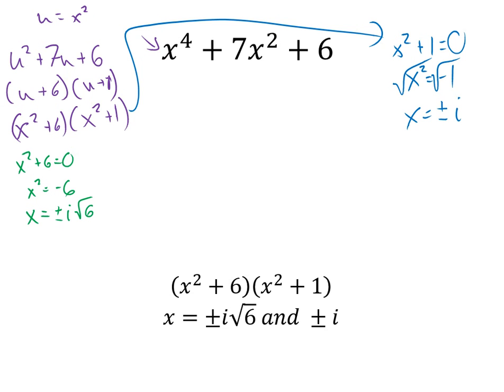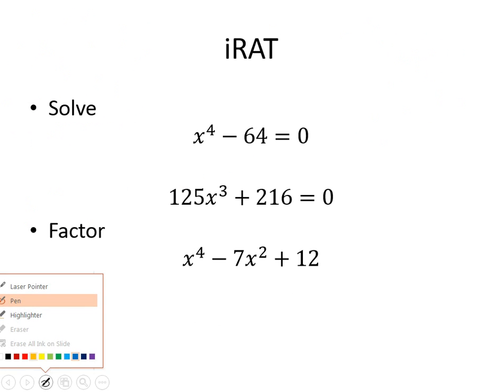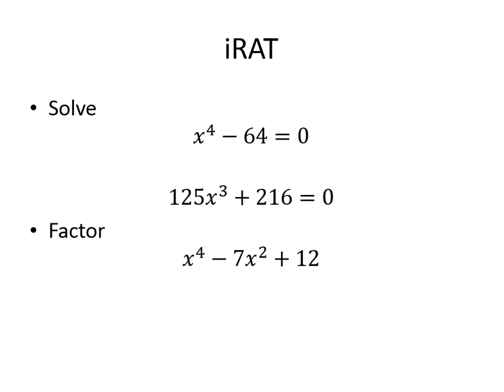So those would be our solutions that we have. Okay, your IRAT. What you want to do for your IRAT, the first two, factor stuff out and try to solve. Use that cubic, use the sum and difference of two cubes, and then the last one, factor by substituting u in for x squared on that last one. So your answer should be x equals this, x equals that.